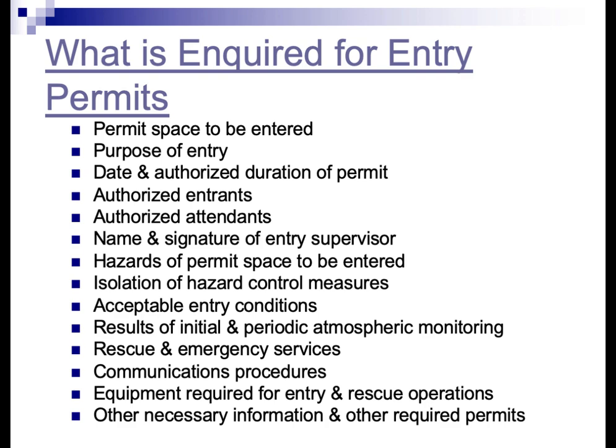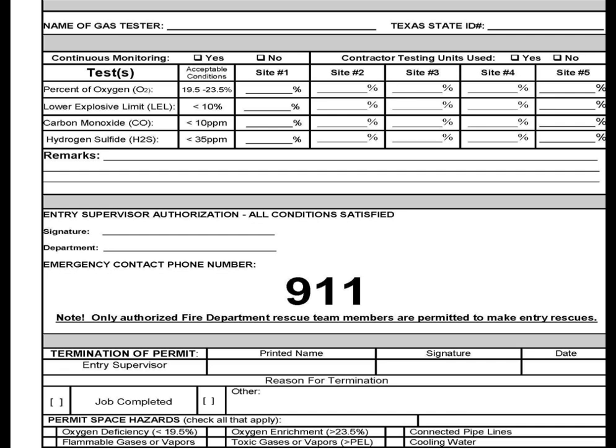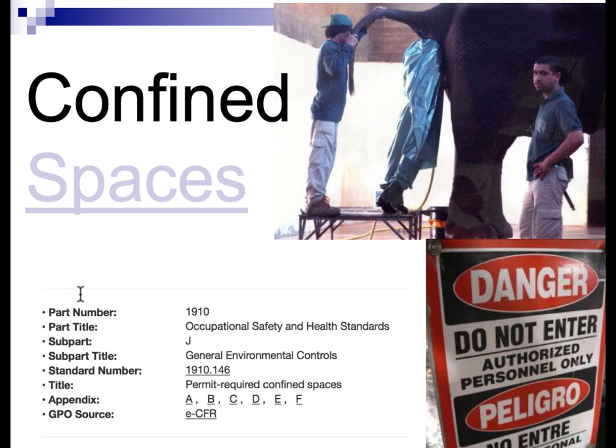So here's a summary of what is required for entry into a confined space. Really understanding all the parts of this form is important, and it helps to summarize confined spaces as well as understand the requirements within the standard. Again, it's 29 CFR 1910 under Subpart J, General Environmental Controls, and this one is Permit Required Confined Spaces.